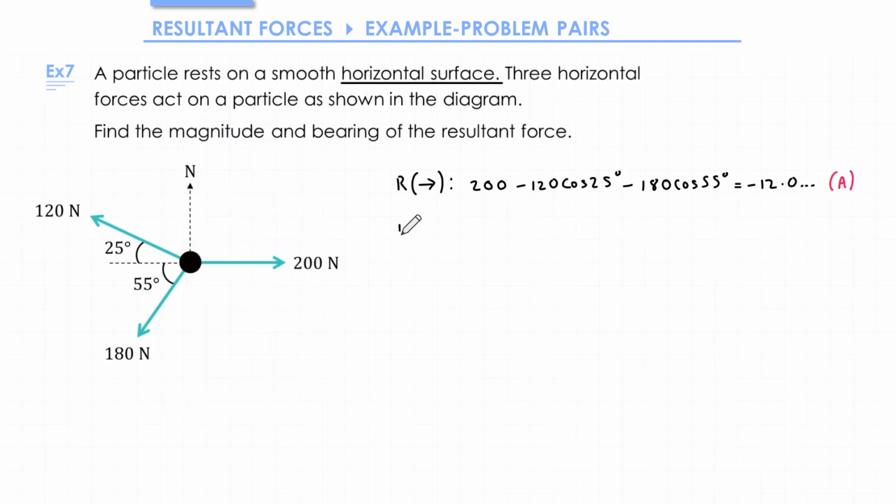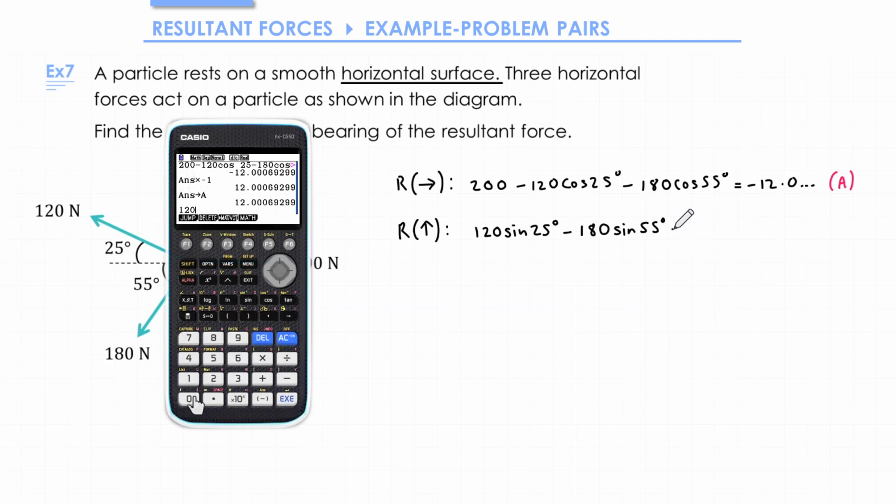Next up, I'm going to resolve up the page. The 200 Newton force can be ignored. I have a component of the 120 Newton force. That will be 120 sine 25. Down the page, I've got a component of the 180 Newton force. Again, not crossing the angle, so that will be sine as well.